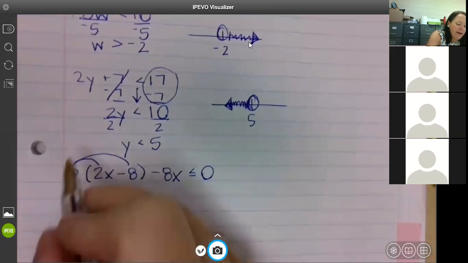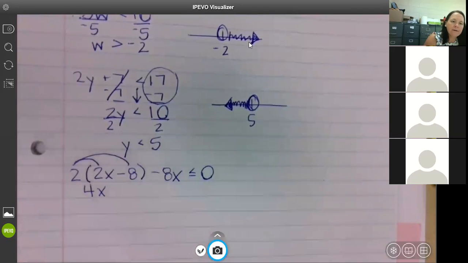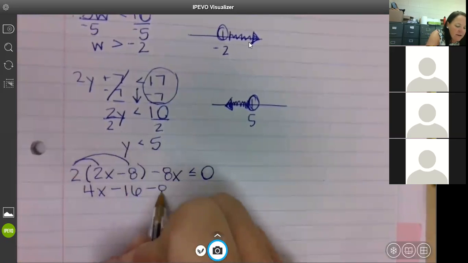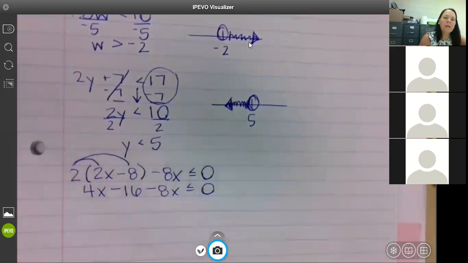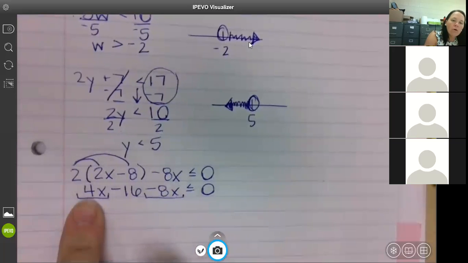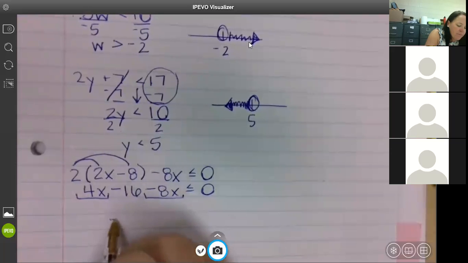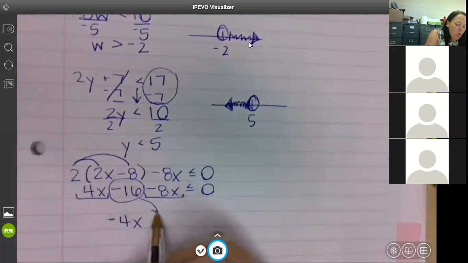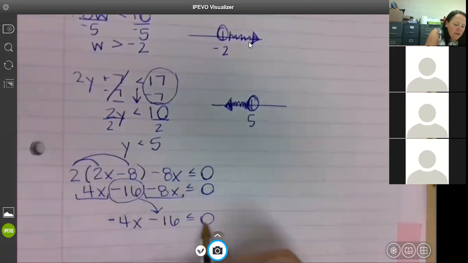So 2 times 2x is 4x. 2 times negative 8 is negative 16. And then we're going to write the rest of the equation. Yesterday on your quizzes, those of you that took them, when you had variables on the same side, you did okay, but you got a little bit lost in the steps. You knew that you had to put these together. So 4x minus 8x is negative 4x. Make sure you bring down the whole negative 16 and finish it out.